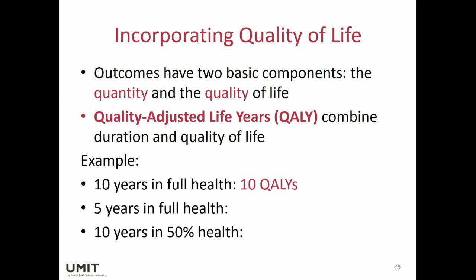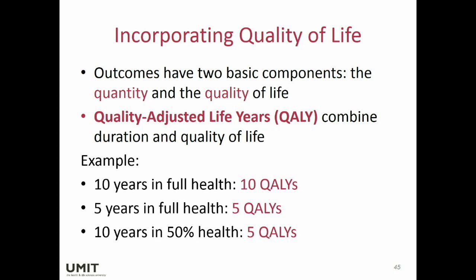Let me give you an example. If somebody lives 10 years in full health, that would be 10 years times perfect health, 1, the highest score, 100%. That gives 10 times 1, 10 QALYs. If somebody lives 5 years in full health, that gives me 5 QALYs. What do I get if somebody lives 10 years at 50% of health? Also 5 QALYs. So 5 QALYs can be different things. It can be 5 full health years, or 10 years at half health, or 20 years at 25% of health.